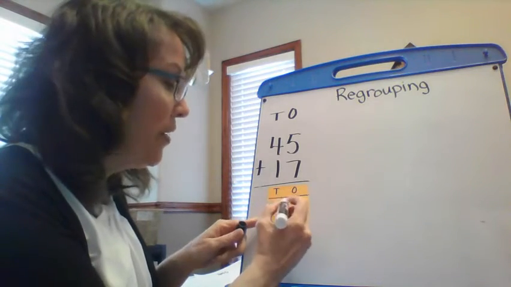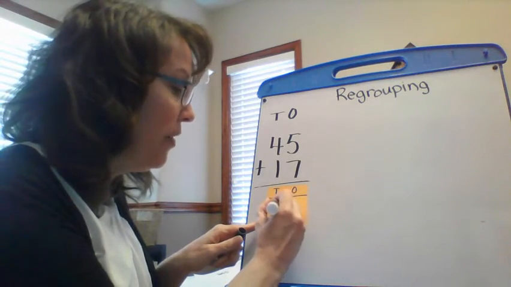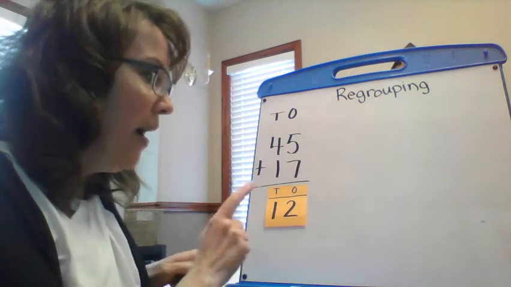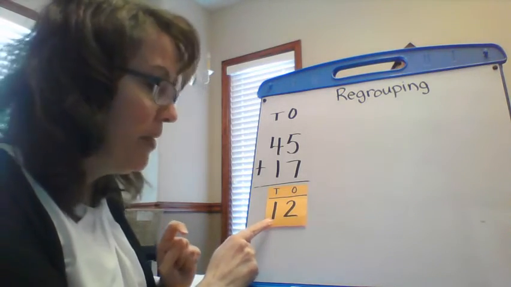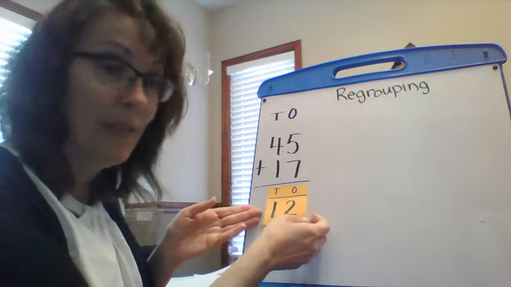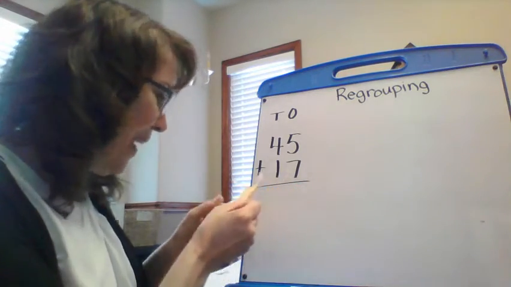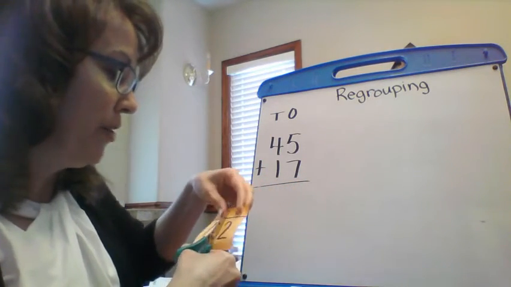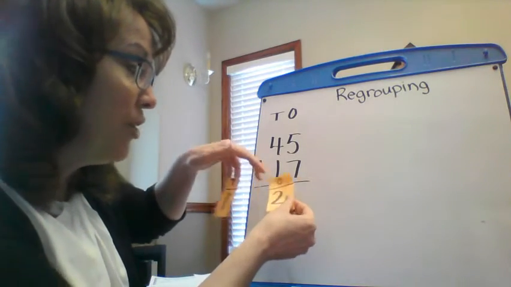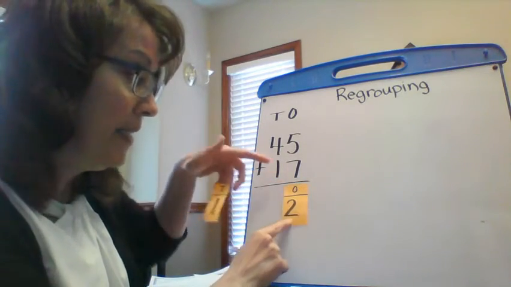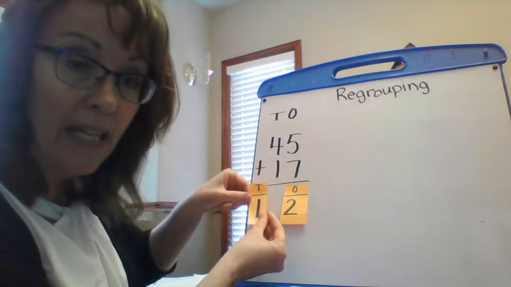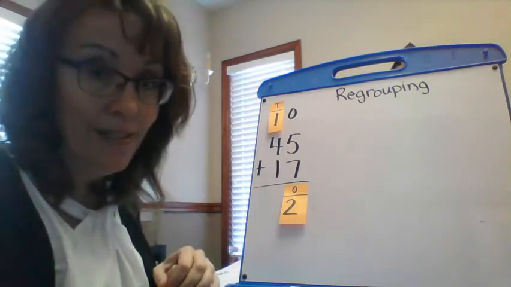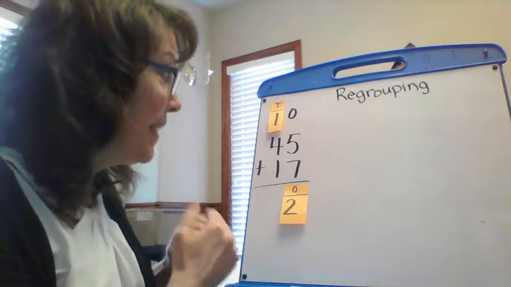I'm going to put the answer right here on my post-it note. When I make 12, I need one group of 10 and 2 ones. Now, I need to remember that I can't keep this 10 in the ones place. So I'm going to take my post-it note and a pair of scissors and I'm going to cut my number apart. I'm going to leave my 2 ones in the ones place. And I'm going to take this group of 10 and I'm going to put it right here in the tens place.